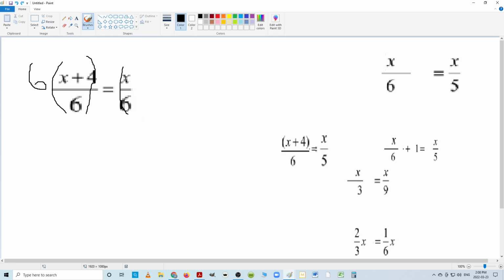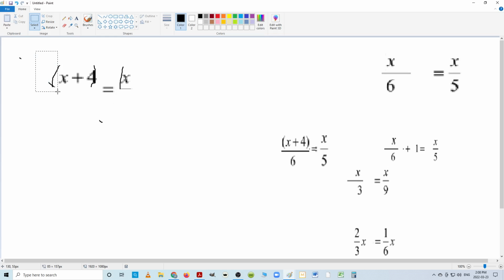I'm going to multiply both sides by 6. Now keep this rule in mind. When I'm multiplying, this is the denominator, that's the numerator, they're going to cancel. And over here, thankfully, they cancel. So I'm left with x plus 4 is equal to x. What the heck? How do I solve that? x plus 4 is equal to x.